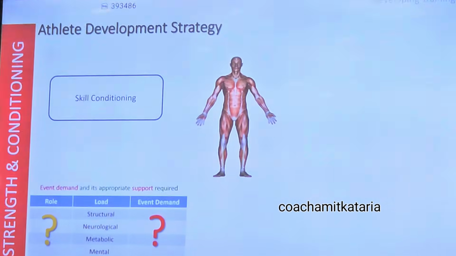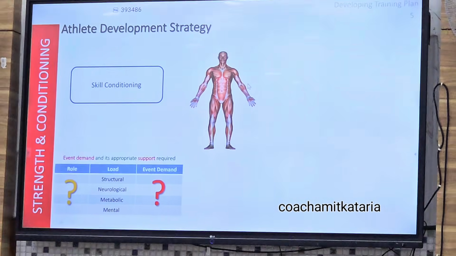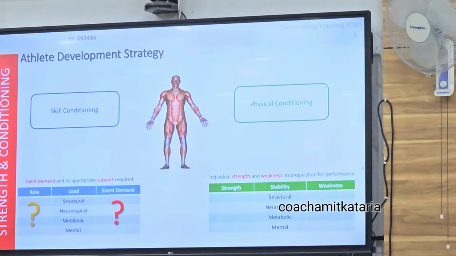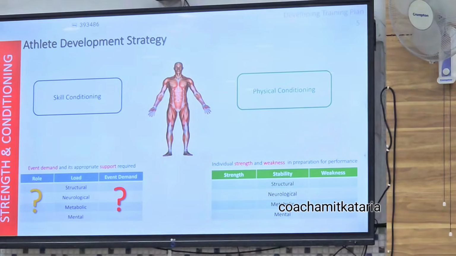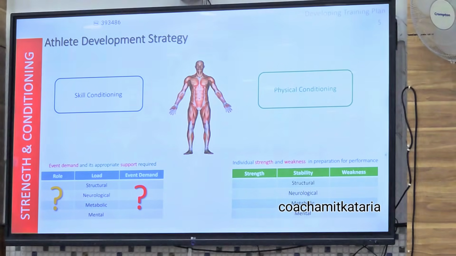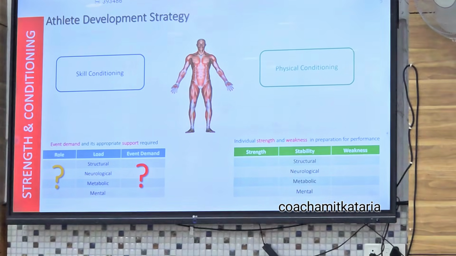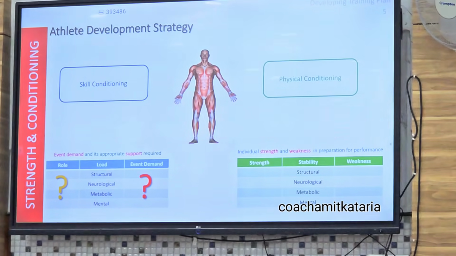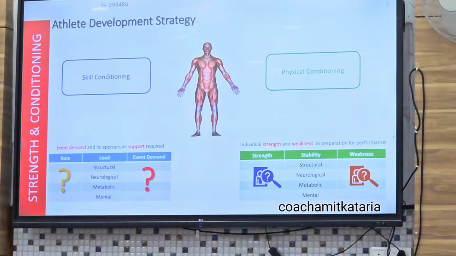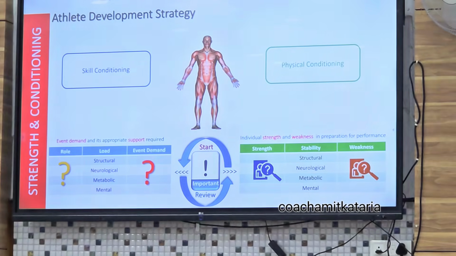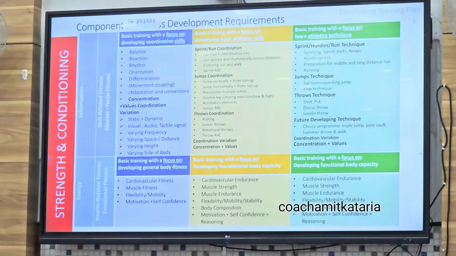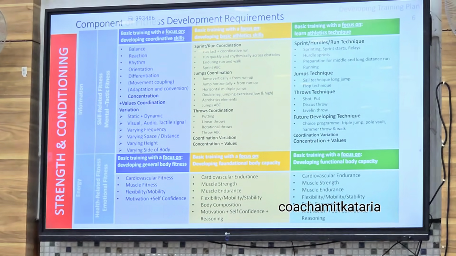That will find the load structure: neurological, metabolic, and mental. And the physical conditioning, physical strength and weakness in preparation for performance that we just discussed: strength, stability, structural, neurological, metabolic, and mental. And we have to find the strong points of the athlete and weaknesses, the same. So we start and keep on doing whatever we are doing. These are the components of fitness development.